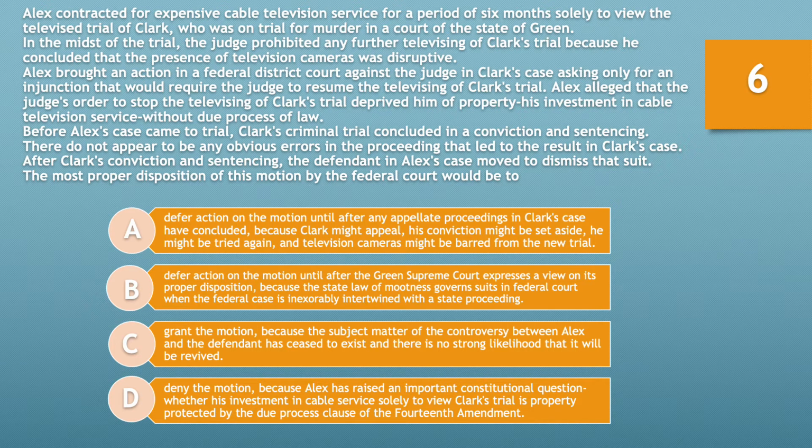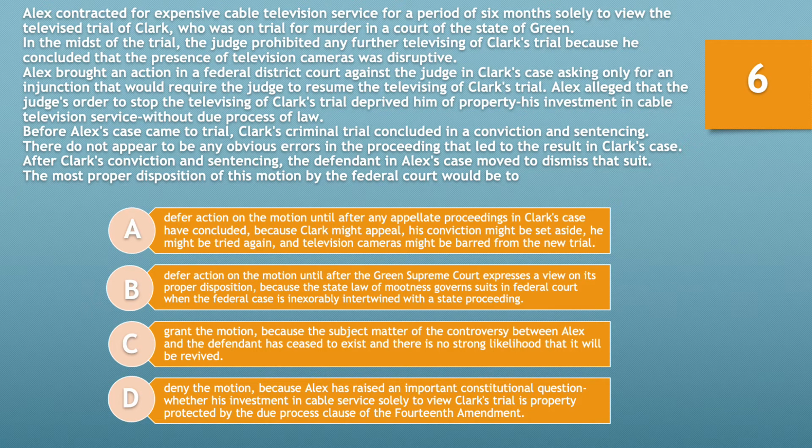Alex alleged that the judge's order to stop the televising of Clark's trial deprived him of property, his investment in cable television services, without due process of law. Before Alex's case came to trial, Clark's criminal trial concluded in the conviction and sentencing. There do not appear to be any obvious errors in the proceeding that led to the result in Clark's case. After Clark's conviction and sentencing, the defendant in Alex's case moved to dismiss that suit. The most proper disposition of this motion by the federal court would be A.